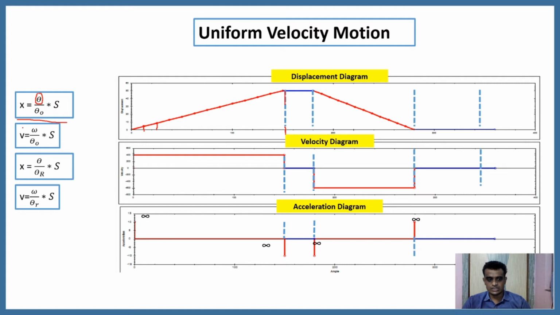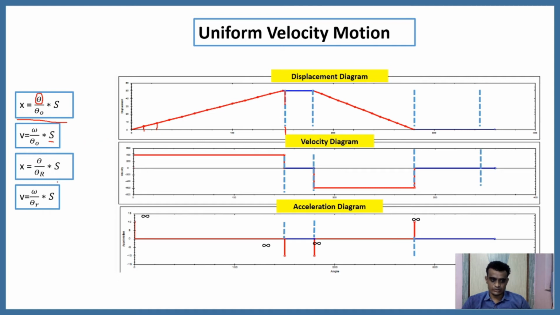If you differentiate this equation, you will find the equation of the velocity, which is v equal to omega upon theta o into the stroke length. In this case, you will find nothing is variable. Omega is constant, theta o is constant, and s is constant. By using this, you will find a straight line, and this is the equation of the profile for the uniform velocity.